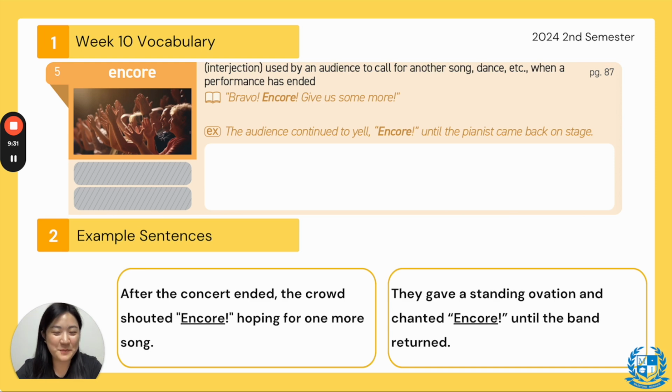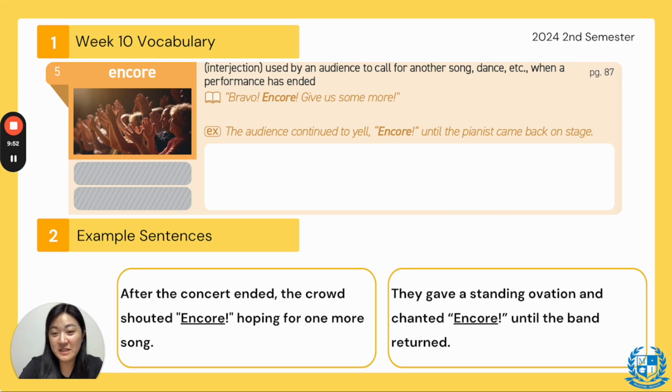I'm sure you've heard of it before. But let's read the example sentence together. 1, 2, 3. The audience continued to yell encore until the pianist came back on stage. So it means just give us one more song. Play us one more. Come on, come on. All right. Encore. Over here.